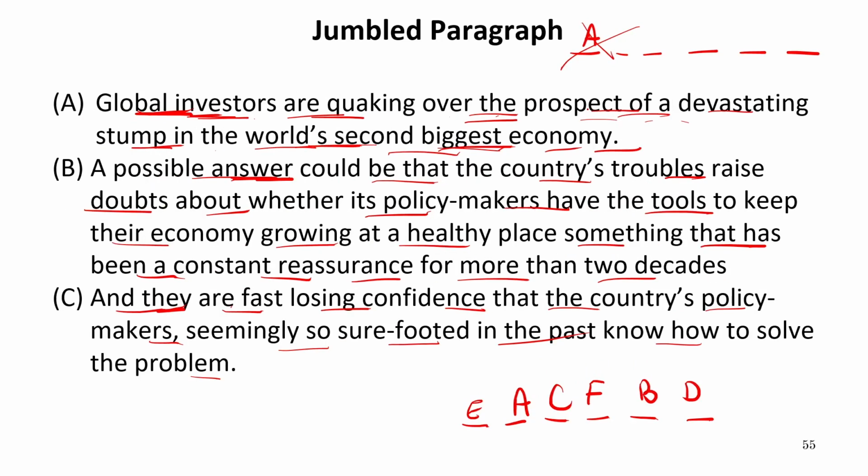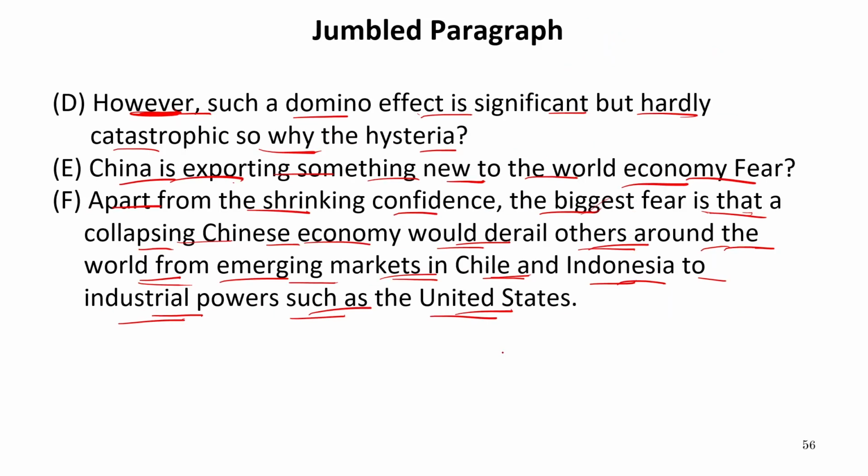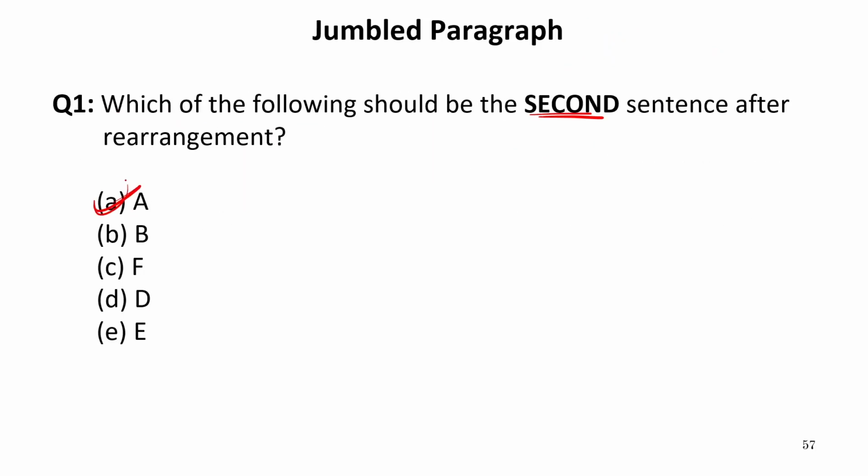So of course we have first, second, third, fourth, fifth and sixth. So the second sentence is A, so our answer is A, and A is given on option A, so our answer is A. Now let us move to the next one.